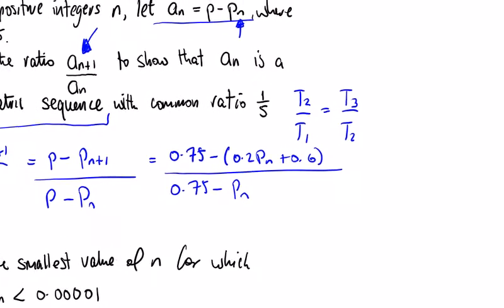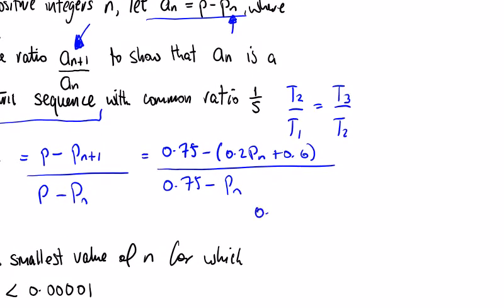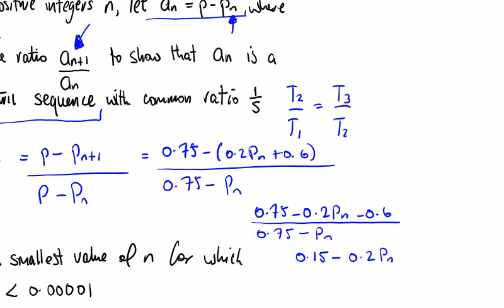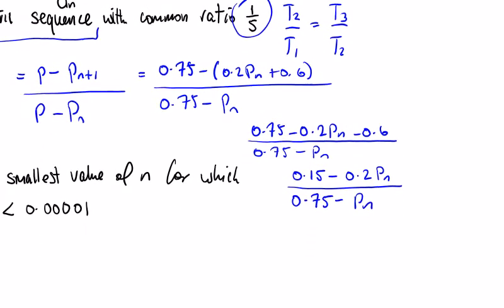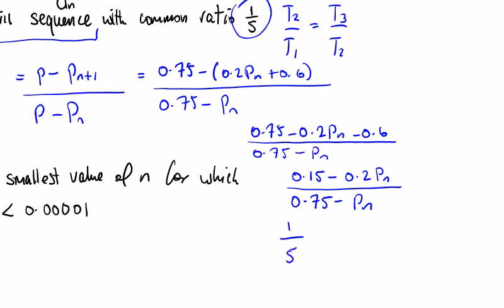So we tidy this up. We're going to have 0.75 minus 0.2 p_n minus 0.6 over 0.75 minus p_n. So on top, we're going to have 0.15 minus 0.2 p_n. We're going to have to factor out to get it. They wanted to show it's a fifth, and you can see there's a relationship between 15 and 75. That's 1/5, 15 over 75. So if I factor out a fifth, they've told us the answer is 1/5.